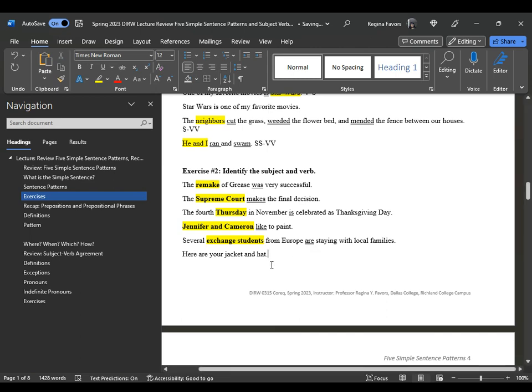And then here are your jacket and hat. Remember that the verb comes before the subject, right? Remember that. And you've already had your lesson on here are, here is, there are, there is. And so we understand here's your verb. Okay, this is going to be your verb, and your verb is plural form, so that means that your subject is going to be in plural form, and that is jacket and hat.